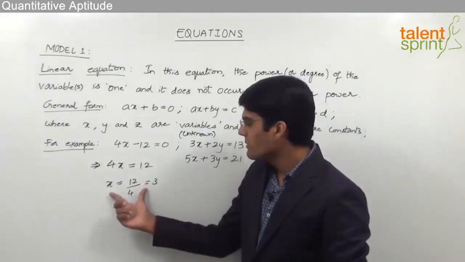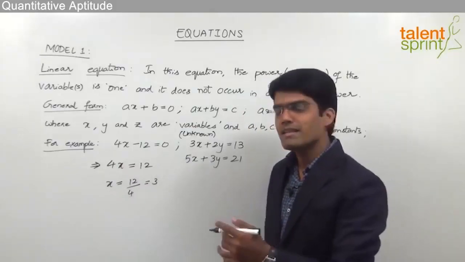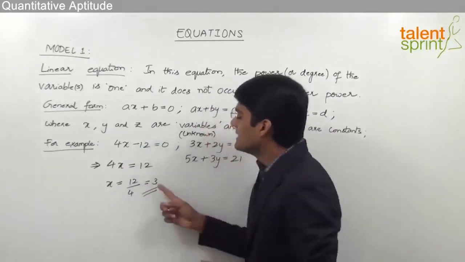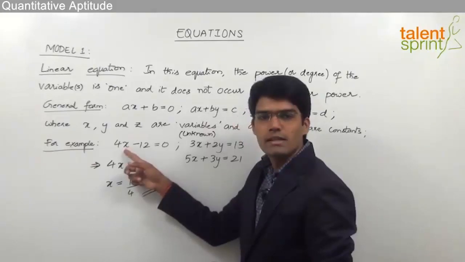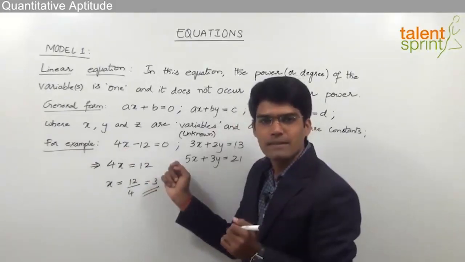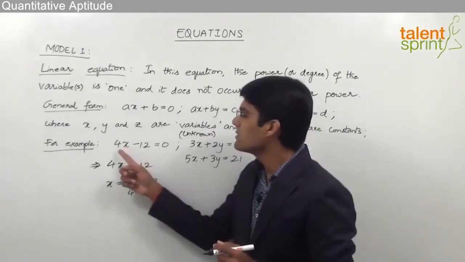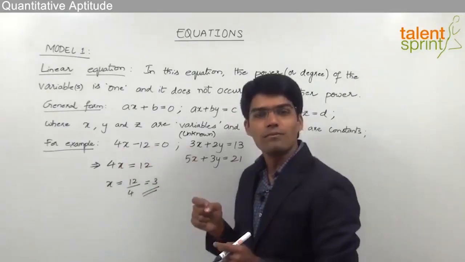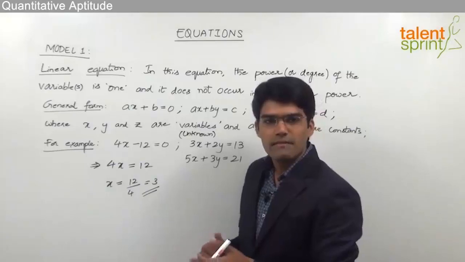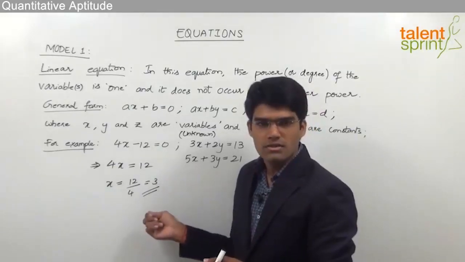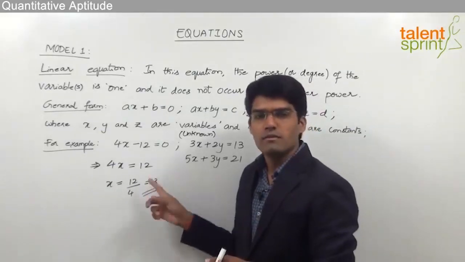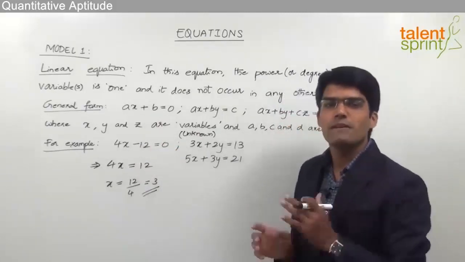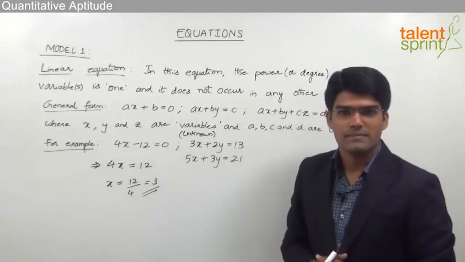So the value of the variable here is equal to 3. Now x equals 3 here means that this is the value which when substituted in the equation will balance the right hand side. For example, when x equals 3, we get 4 into 3, 12. 12 minus 12 is equal to 0. So the unknowns that we determine by solving the equations are nothing but those values which when substituted in the equations will balance with the right hand side.